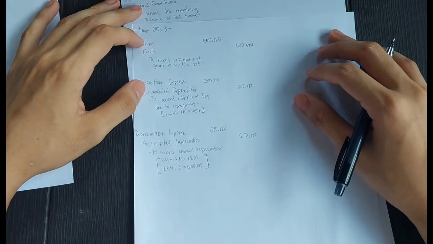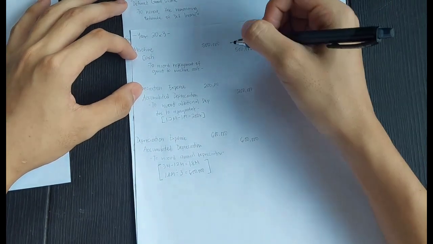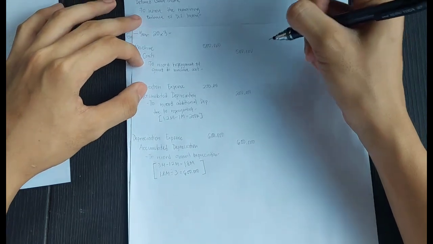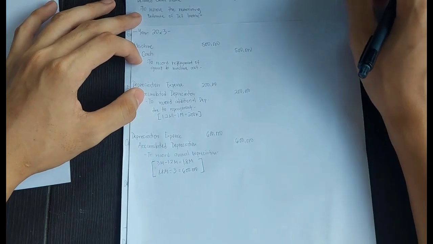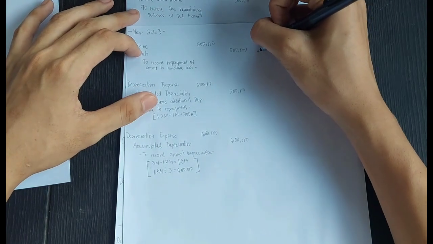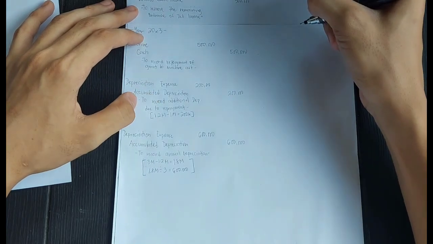So lastly, for the year 20x3, we credit cash 500,000 and debit the machine 500,000. It is simply to record the repayment of the grant to the machine. So we just simply record our repayment to the machine cost.